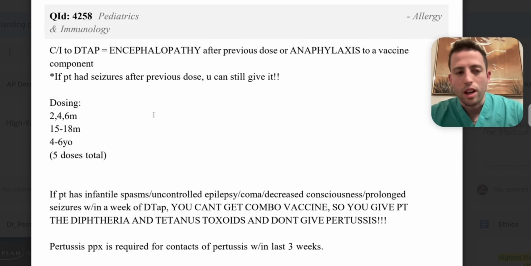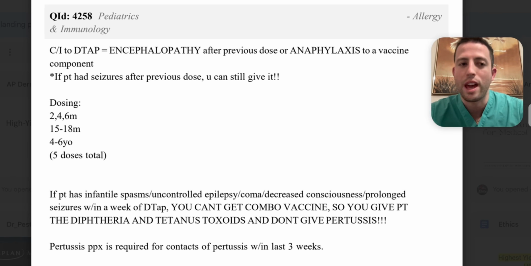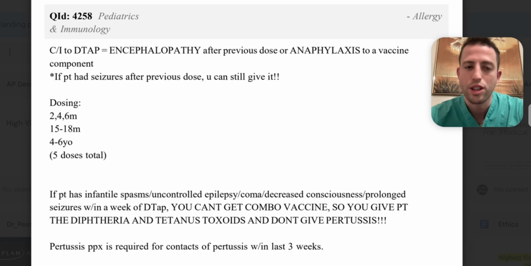Next, a contraindication to the DTaP vaccine is encephalopathy after a previous dose or anaphylaxis to a vaccine component. If the patient had seizures after a prior dose, you can still give it. And so this is something where you'll have to definitely educate the family, educate the patient, that you can still have a benefit/risk ratio that's in favor of receiving the vaccine if they had a seizure. But if they had encephalopathy, then it's contraindicated. So make sure you're very clear on the patient's history. Seizure, still give. Encephalopathy, don't give.